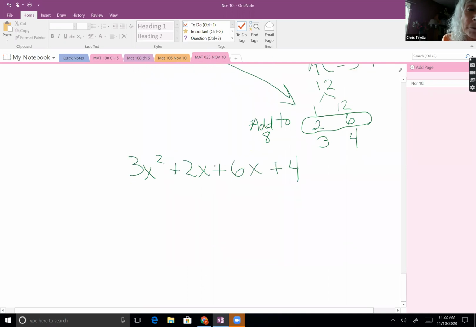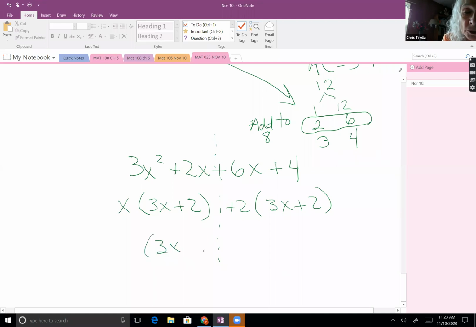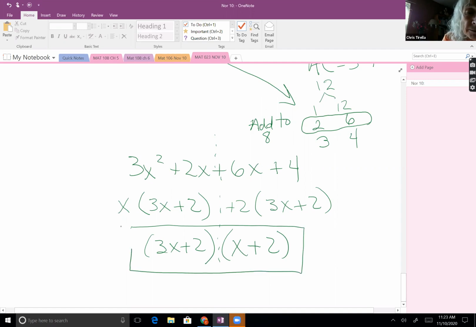And once we have that done, we're going to factor by grouping, which again, when I have 4 terms, I split it in half. The first two have a common factor of x, leaving me with 3x plus 2. The last two have a common factor of 2, leaving me with 3x plus 2. And so my factored form, one factor is 3x plus 2. And when I think of canceling out that factor, my other factor is x plus 2. So that's my final answer.